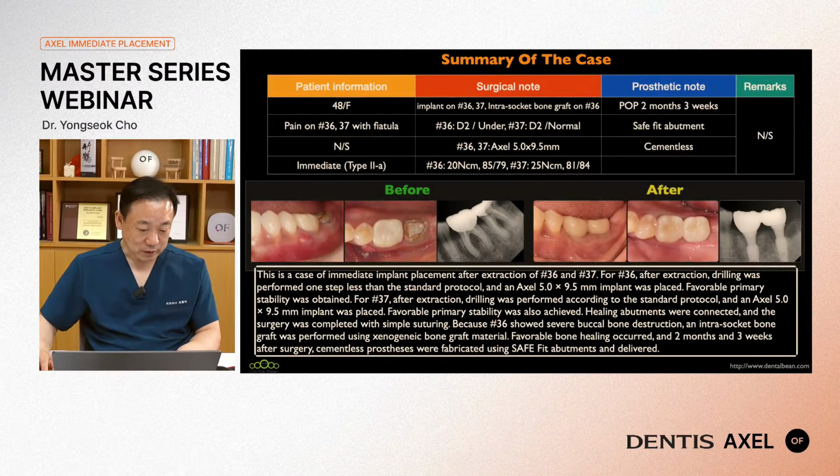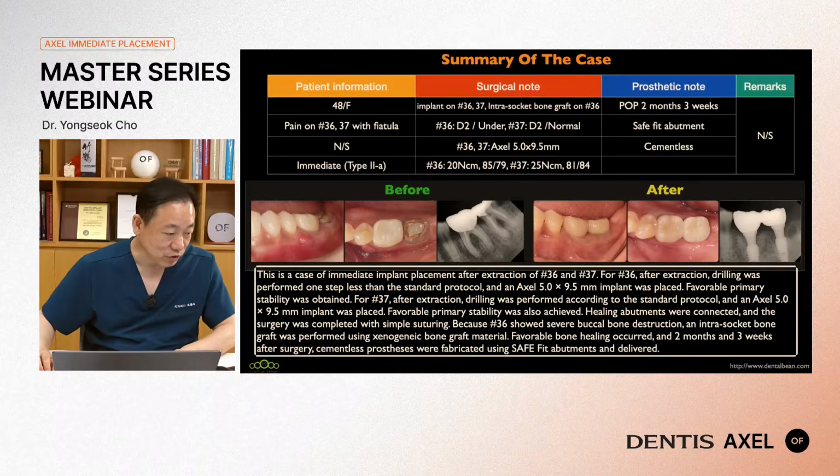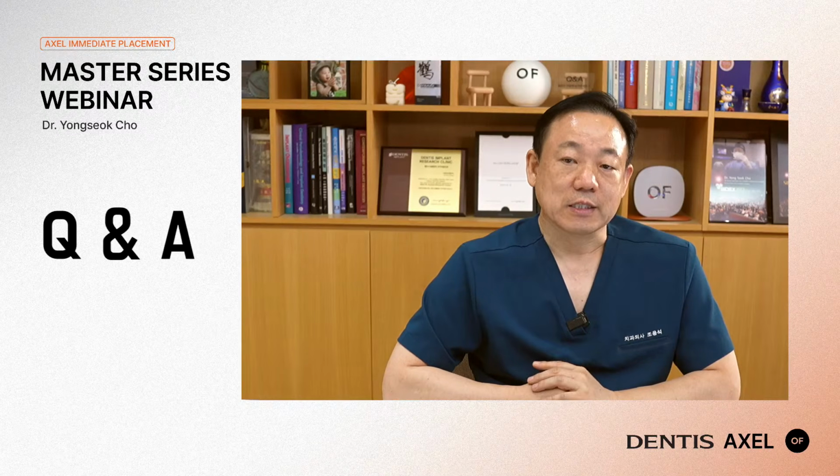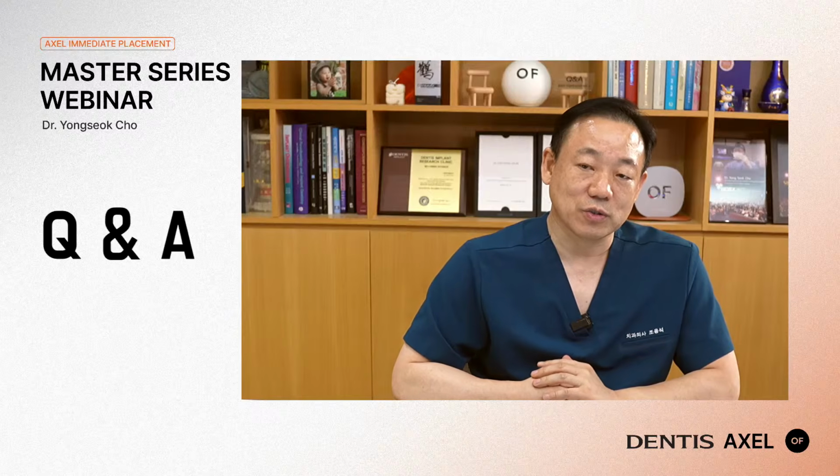Okay, I will give an answer about the last question. What about utilizing granulation tissue during the immediate implant placement? Is it a useful technique? In the mandibular molar case, it is not useful. It is difficult to utilize granulation tissue.